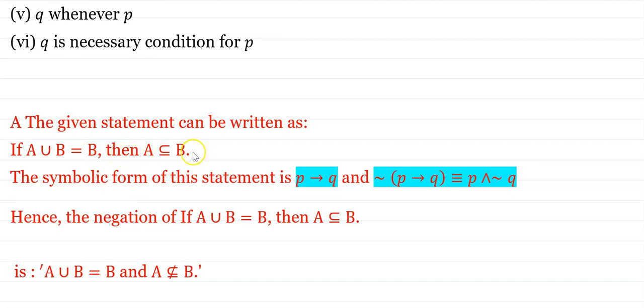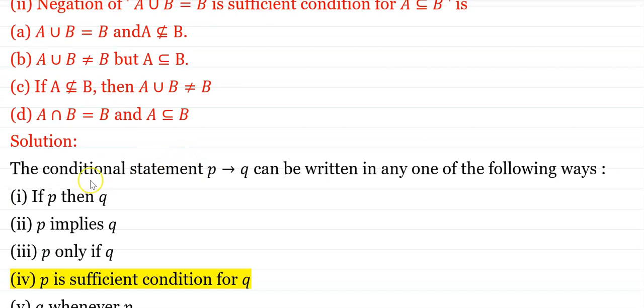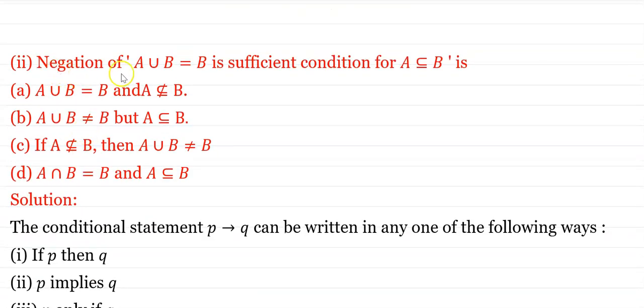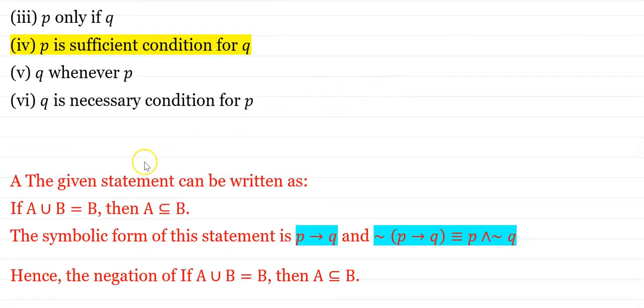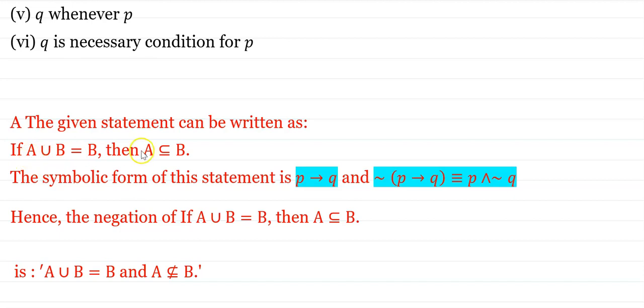Now we want to write the negation of this given statement, that is, the negation of 'A union B is equal to B is a sufficient condition for A is a subset of B'. Therefore, we write the negation of the implication. What is the negation of the implication? If the given statement is P implies Q, what will be its symbolic form? P implies Q. Then what will its negation be?